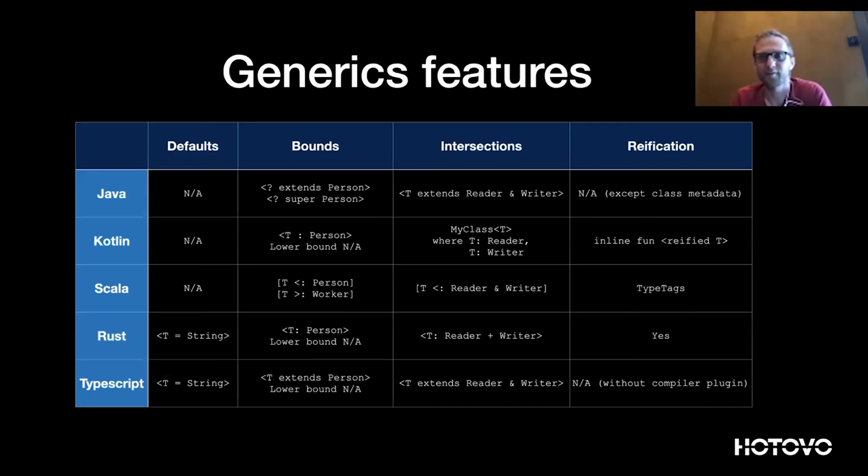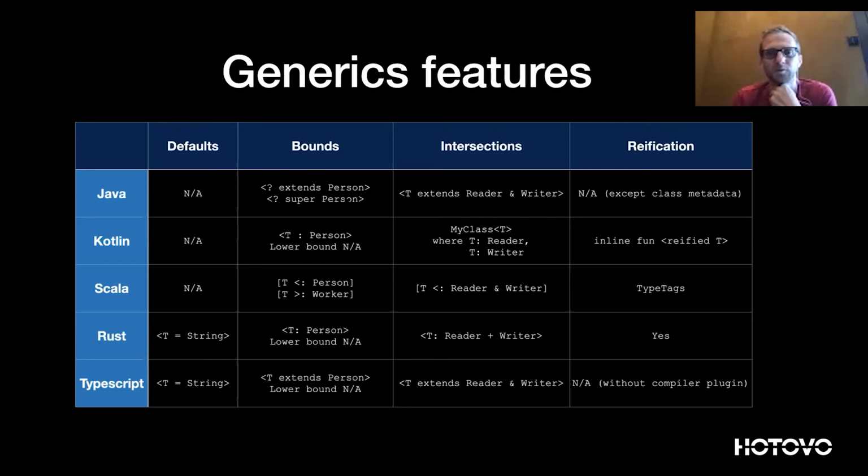All right, enough of the variance. Let's talk about different generic features and how those languages implement them. So defaults, this is a really simple concept. We may have a generic type accepting a type parameter T, and I may assign it a default value. So if I don't provide the type when I'm using the generic type, it would default to something. This is supported by Rust and TypeScript. And this is quite common in React code bases, for example.